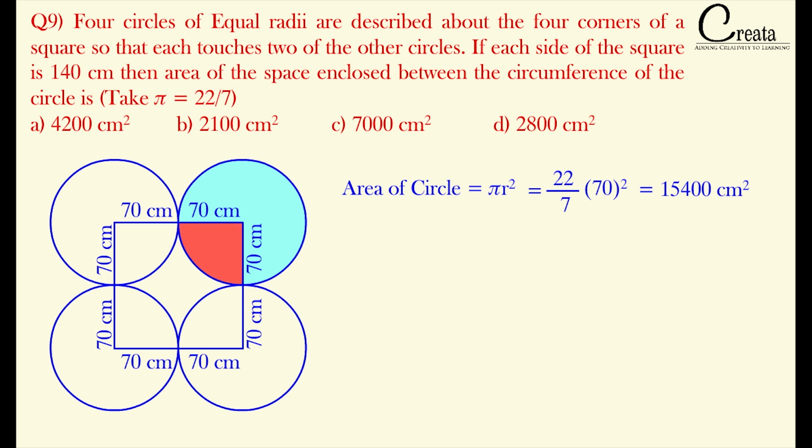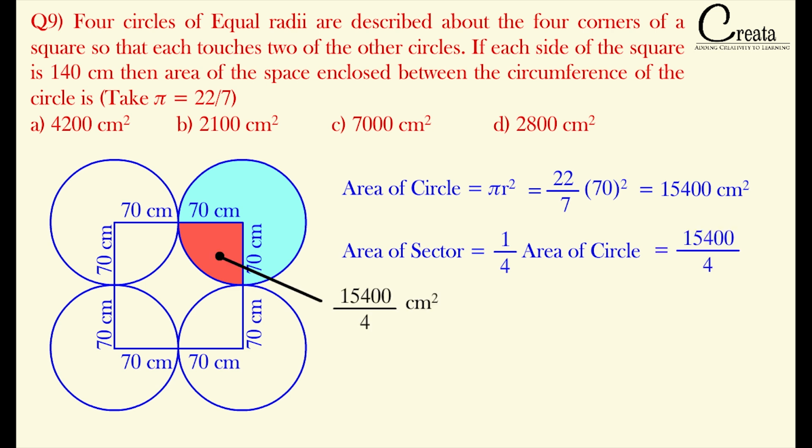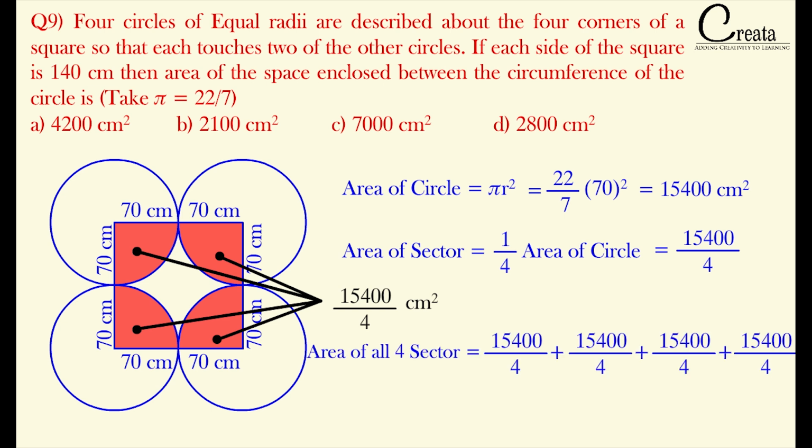Further, can we say the area of this sector will be 1/4 of the area of the complete circle? So we got the area of this sector as 15,400 upon 4. Similarly, the area of this sector will also be equal to 15,400 upon 4. Similarly, the area of all these 4 sectors will be equal to 15,400 upon 4. Let's add all these 4 sectors. On adding, we got the area of these 4 sectors as 15,400. Okay, got it?